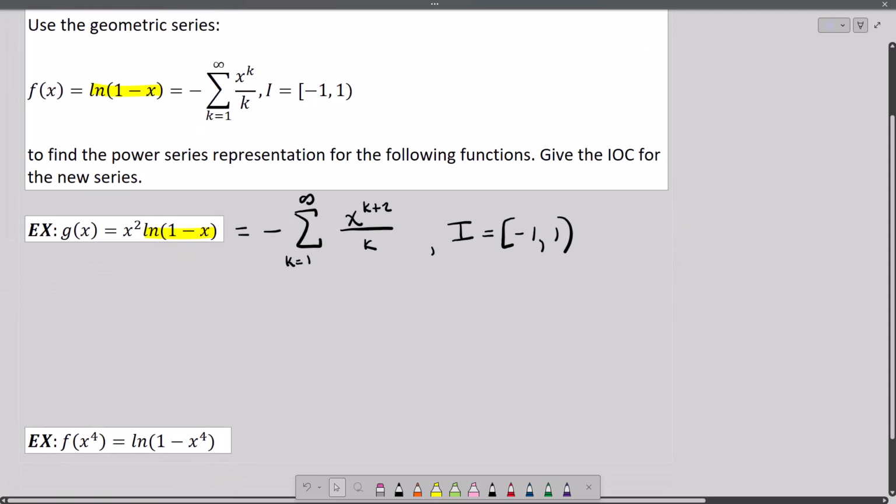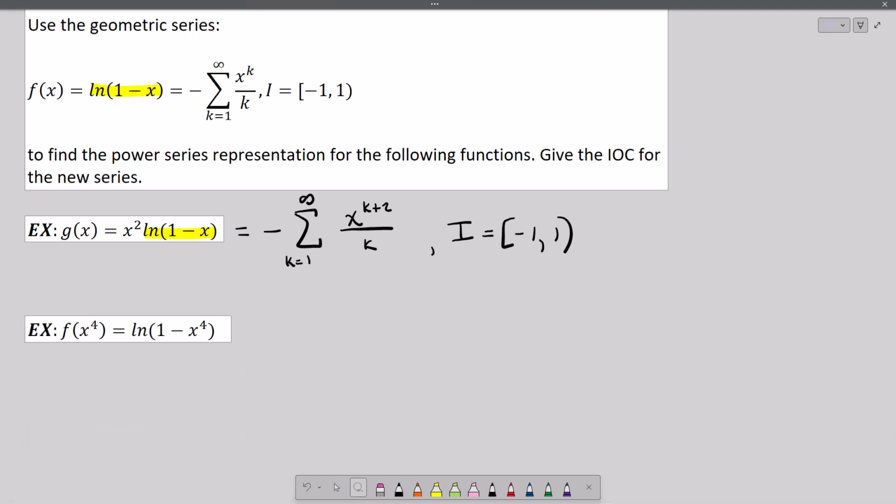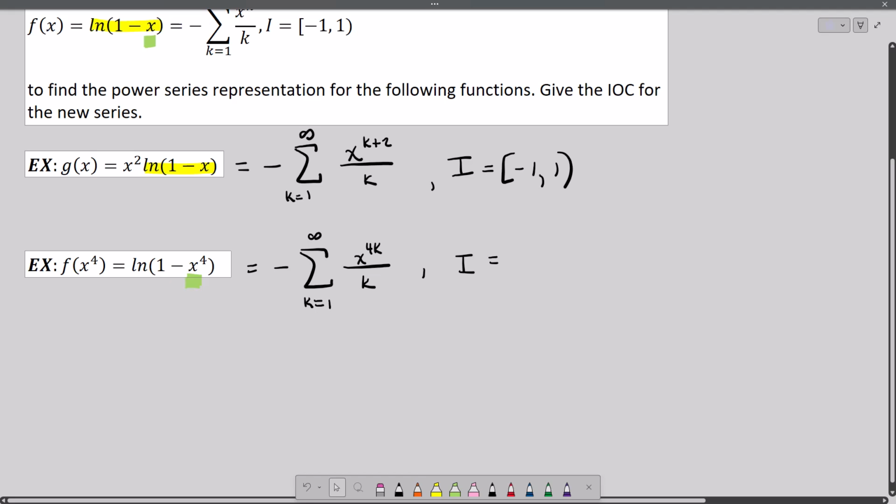So let's do a substitution again, or a composition. What are we replacing x with in this case? There's x. We're replacing it with x to the 4th. So for the power series representation, we come inside and replace this x with x to the 4th. If we replace that x with x to the 4th, we get x to the 4k. So there's the power series representation.